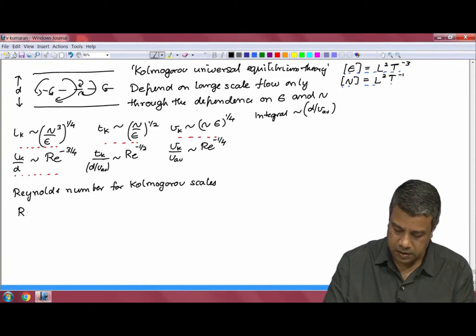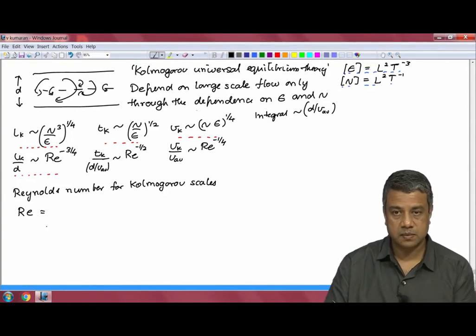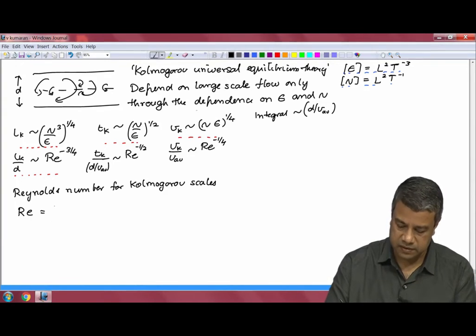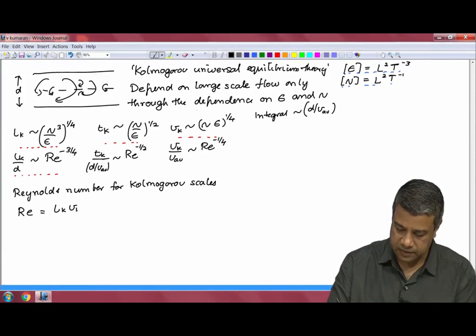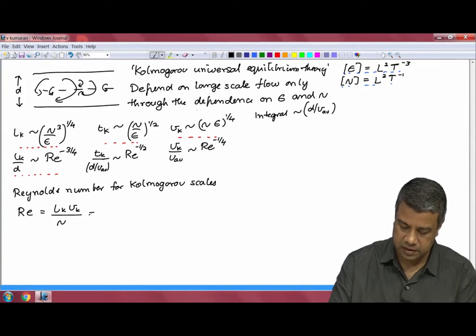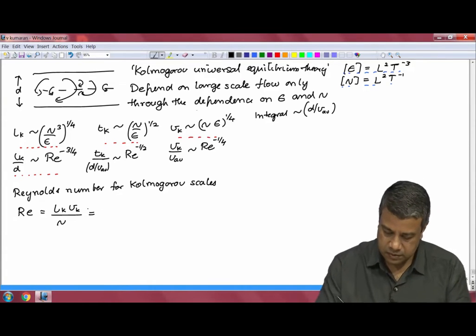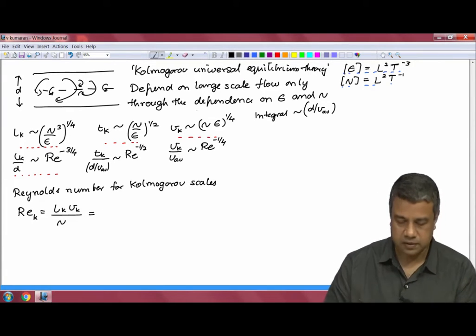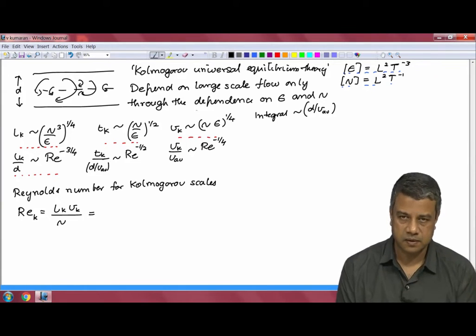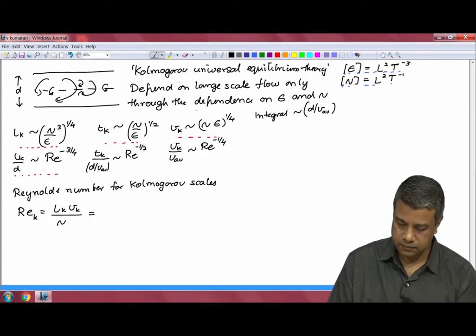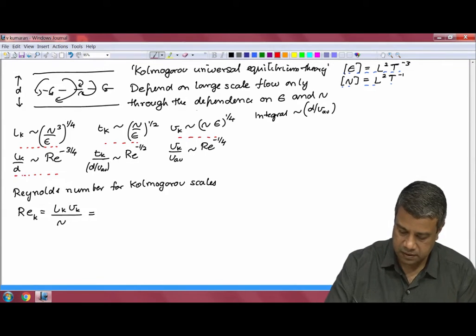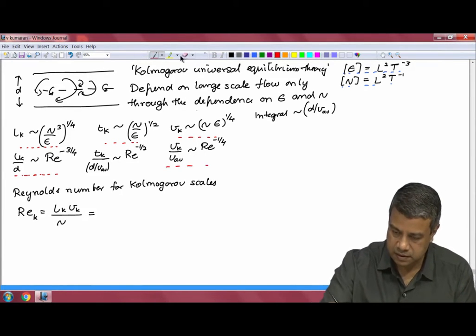Okay. Re is equal to, in this case, the Reynolds number, if you define it on the basis of Kolmogorov scales, will be the Kolmogorov length times the Kolmogorov velocity divided by the kinematic viscosity. So this is equal to the Kolmogorov Reynolds number, the Reynolds number based upon the Kolmogorov scales. So, I can substitute for the length and the velocity from here.